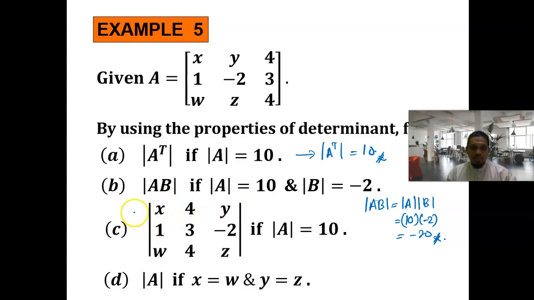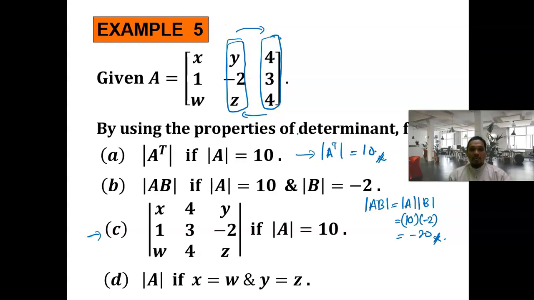Now find the determinant of this matrix. What's the difference between this matrix, x 4 y, 1 3 -2, w 4 z, and the original? Look at the original matrix: x 1 w in the first column, y -2 z in the second column, and 4 3 4 in the third column. Here the second column is 4 3 4 and the third is y -2 z, so the second column and the third column have been interchanged.